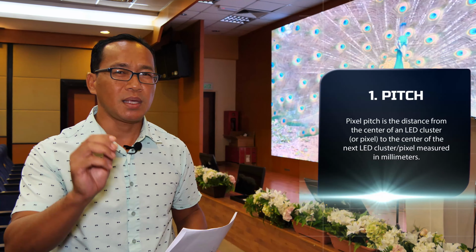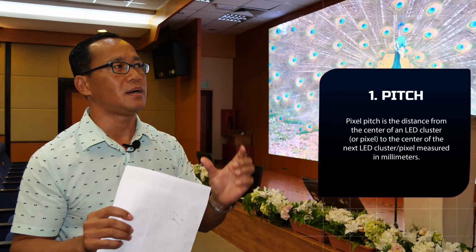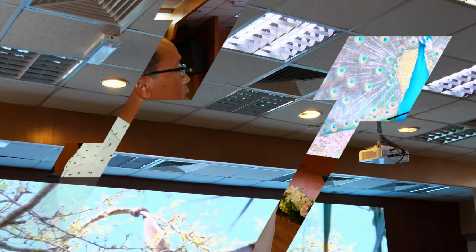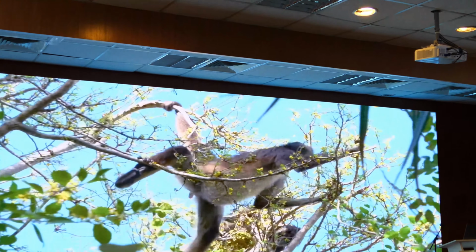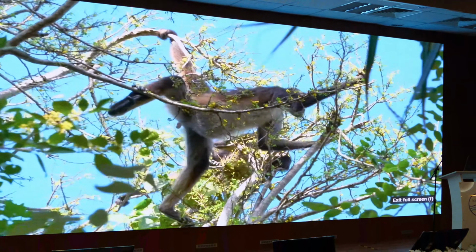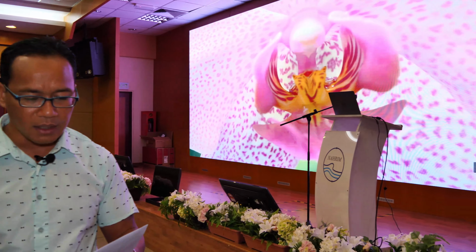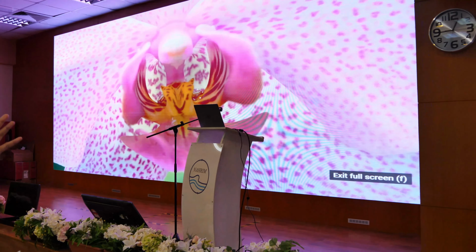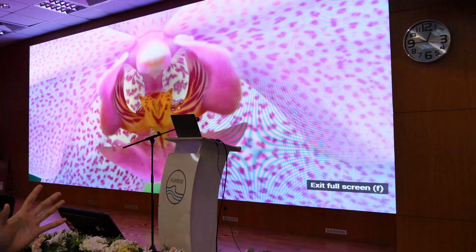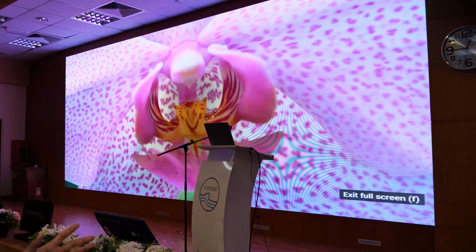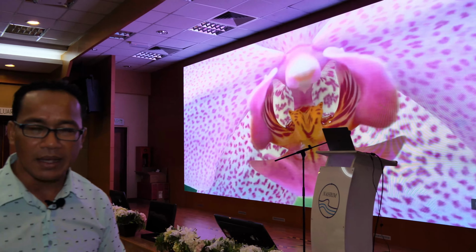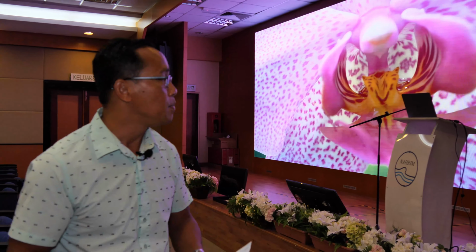Number one, the most important factor is the pitch. Pitch is basically the dots that make up the whole video. For example, as you can see on the screen, this screen has 3.24 million dots. The resolution is 2000-something times 1000-something, and the total is 3.24 million. That's a lot of pixels.